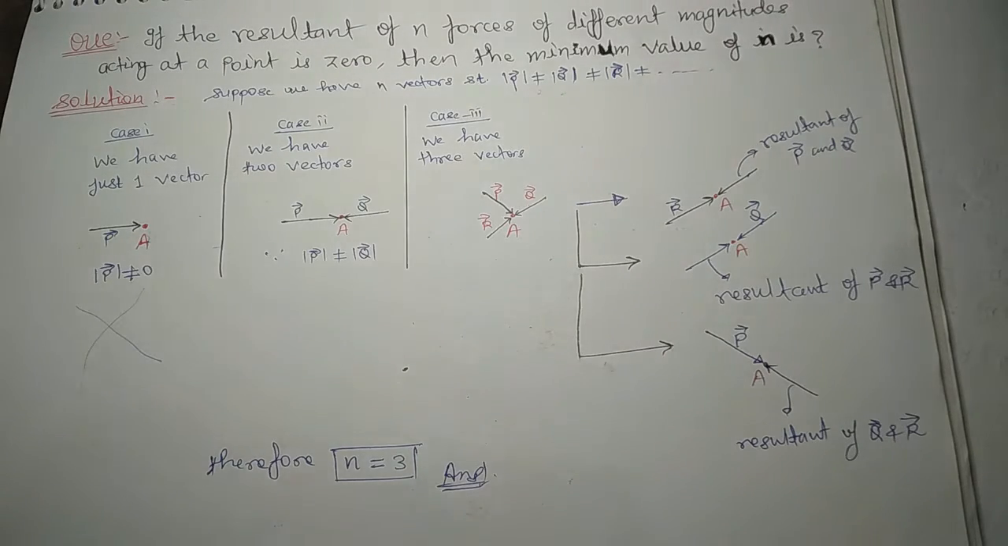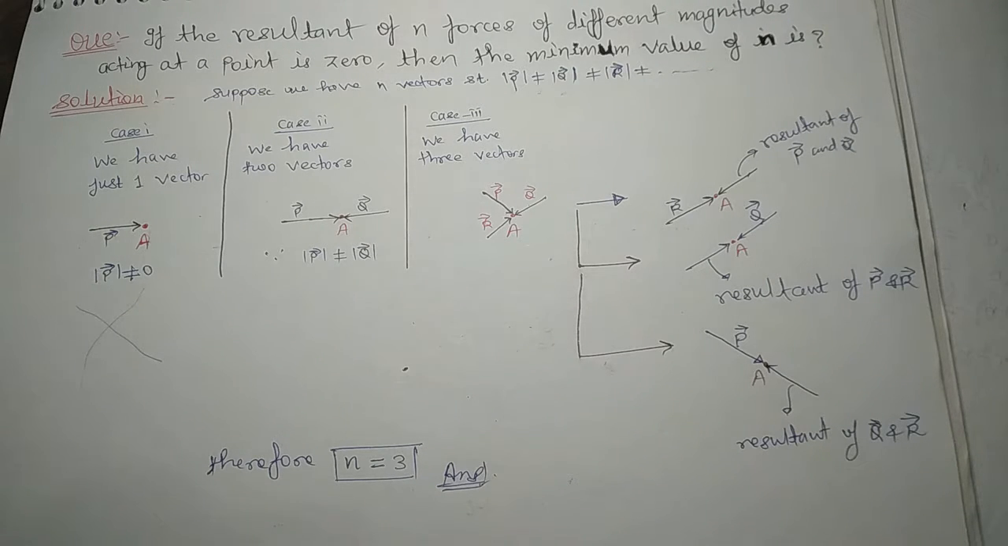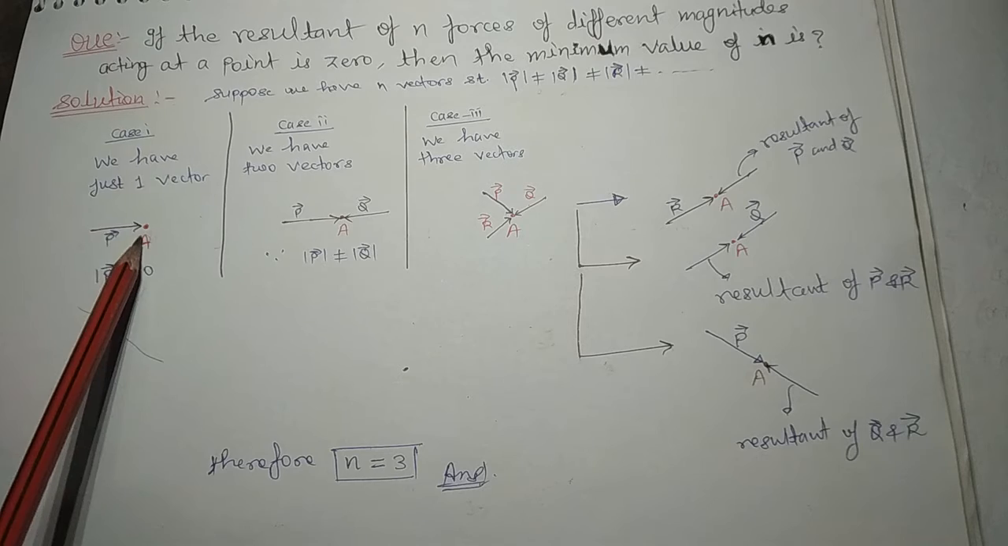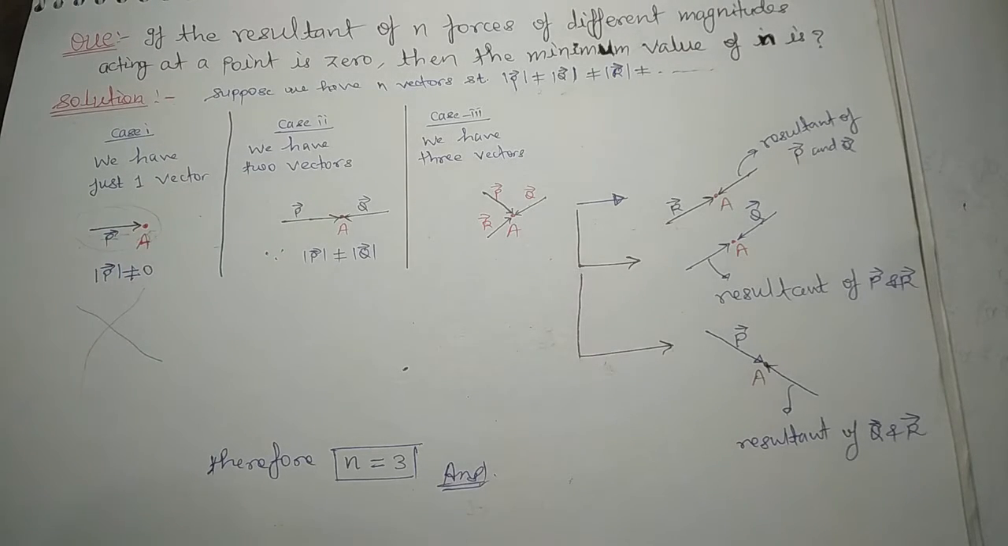This is case 1 in which we have only one vector, and since the mod of vector p is not equal to 0, because if the mod of p is equal to 0, that means the force applied at point A is equal to 0, and there is no meaning of the question. So the mod of p should not equal 0. If this is a point A and this is the force, one force is not sufficient to nullify the resultant force applied at point A. So this case is wrong.